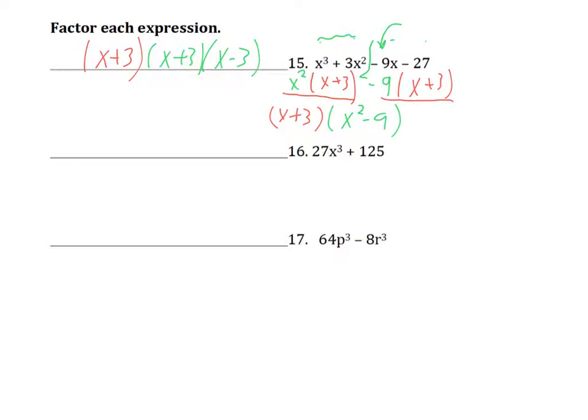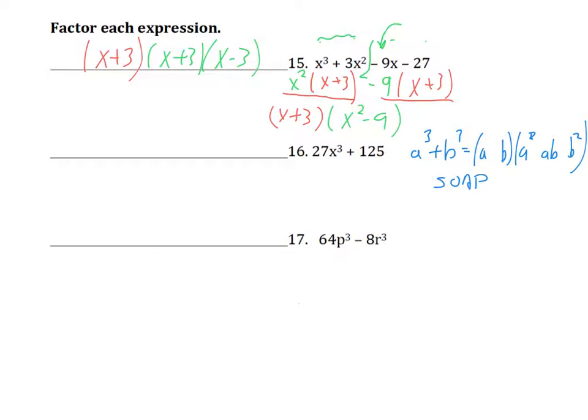On number 16, we have two perfect cubes. And let me go ahead and write down the formula for the sum of cubes. It takes the general form a cubed plus b cubed equals a plus b times a squared, ab, b squared. Now notice I haven't written any signs in. That's because I wanted to talk about a trick or an acronym that may help you remember what those signs are.